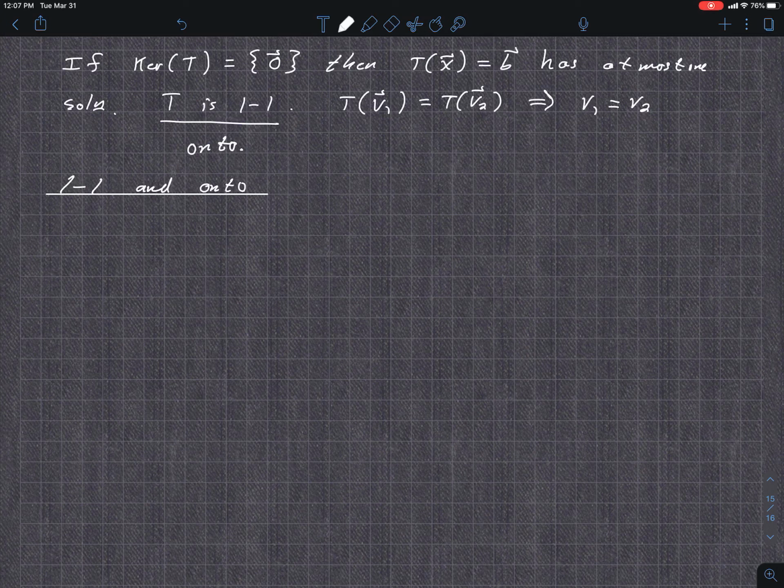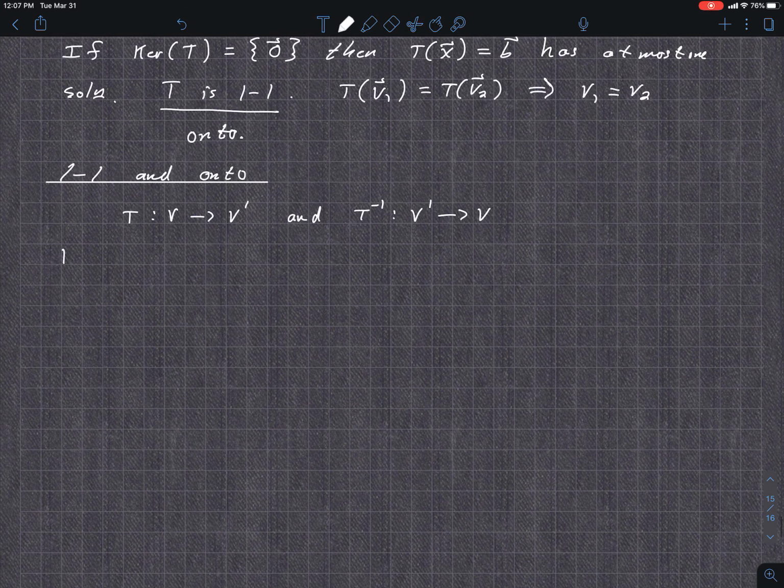Let's talk about one-to-one and onto again. Suppose T is a linear transformation from V to V prime, and T inverse is a linear transformation from V prime to V. So first, one-to-one.